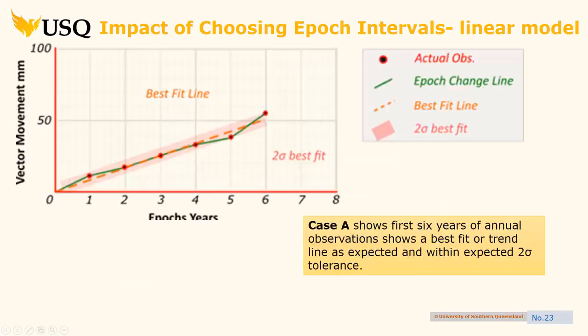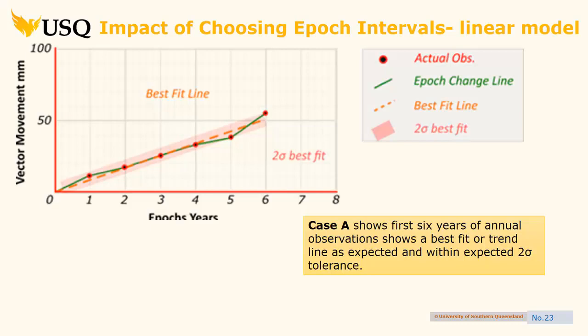So we take a case A. This is in years, so for the first 6 years you'll be measuring a particular vector, say vector movement in millimeters. You can do this in lots of software. You can join those lines together and say, what does that mean? You can do it like in GIS and put a boundary around it. So we've put a 2 sigma boundary around the line of best fit, and we saw that all our observations are pretty much fitting into it. So no alarm bells ringing there.